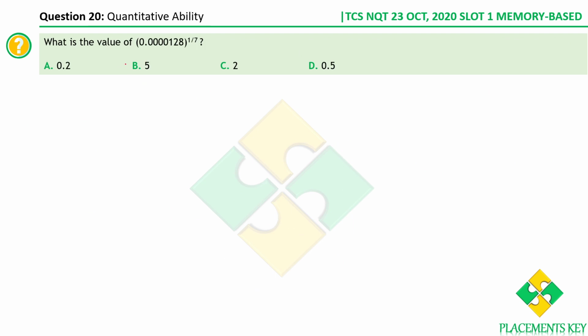So let me take this. What is the value of 0.1234128 power 1 by 7? We know a power 1 by m, what is the identity? It is the mth root of a.